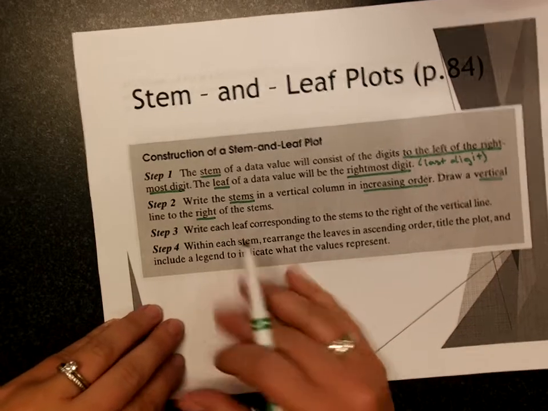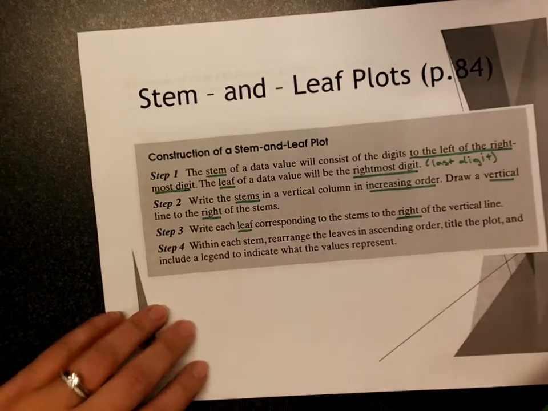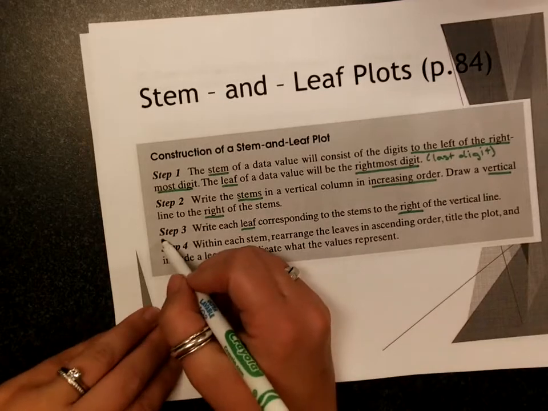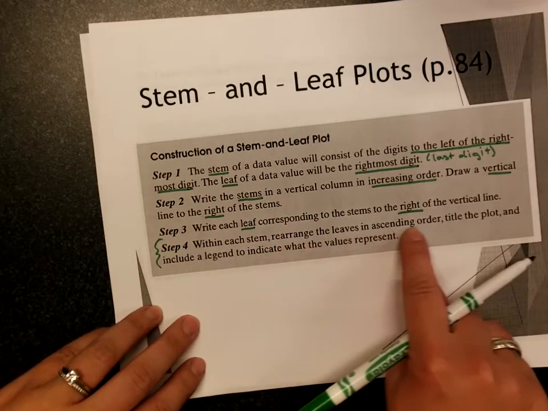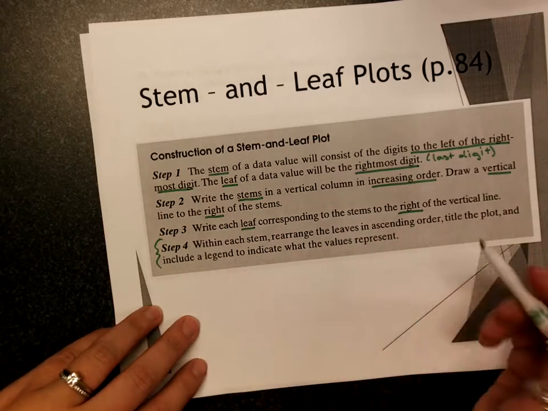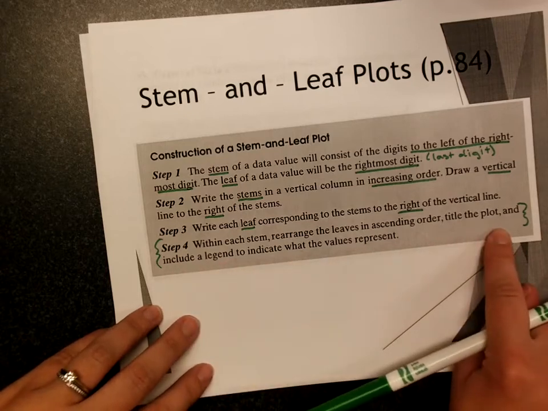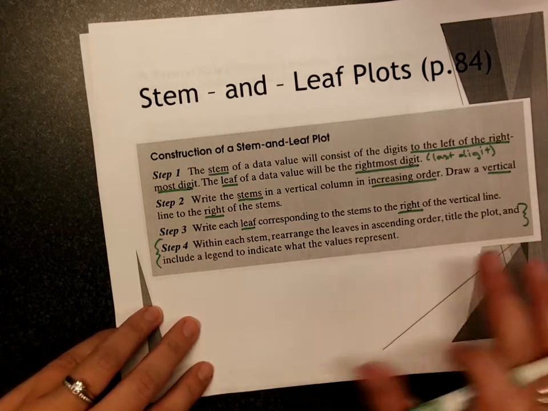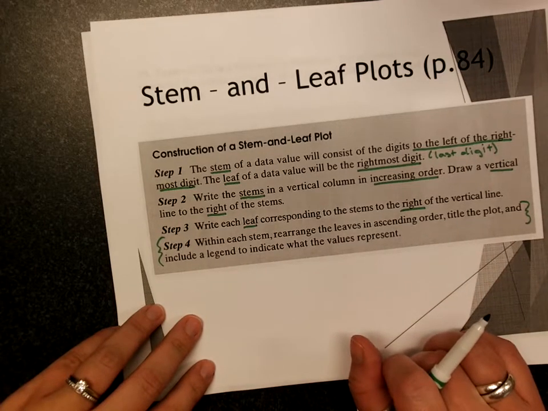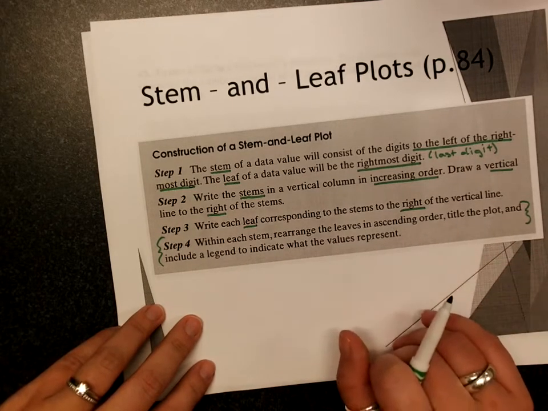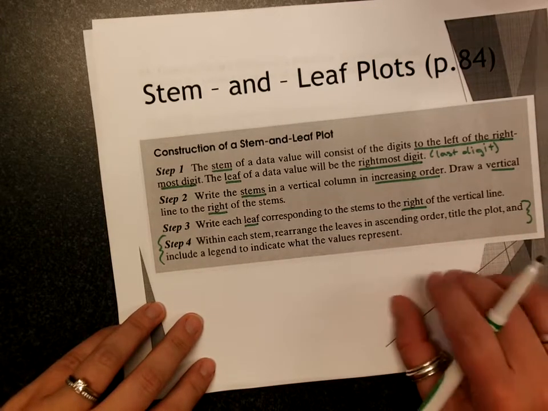Step 3, we're going to write each leaf corresponding to the stems to the right of that vertical line. Now step 4, within each stem, rearrange the leaves in ascending order, and then you title it and include a legend. I don't worry about step 4 if you're creating one by hand. On your homework, you'll have to rearrange in ascending order, but we're going to make a couple by hand, and I'll show you what it means, but it's just rewriting the whole thing again, which I don't think is necessary when you're working by hand.